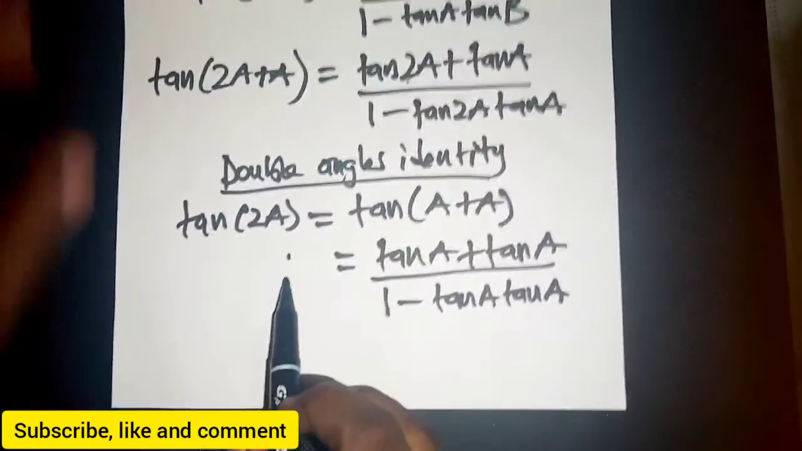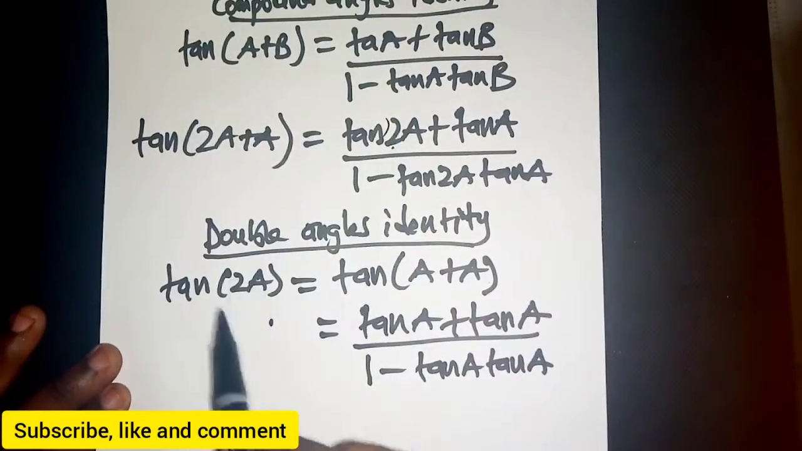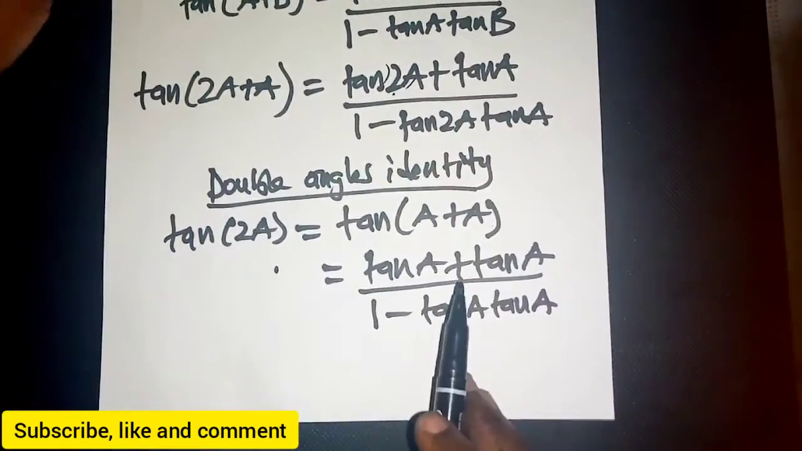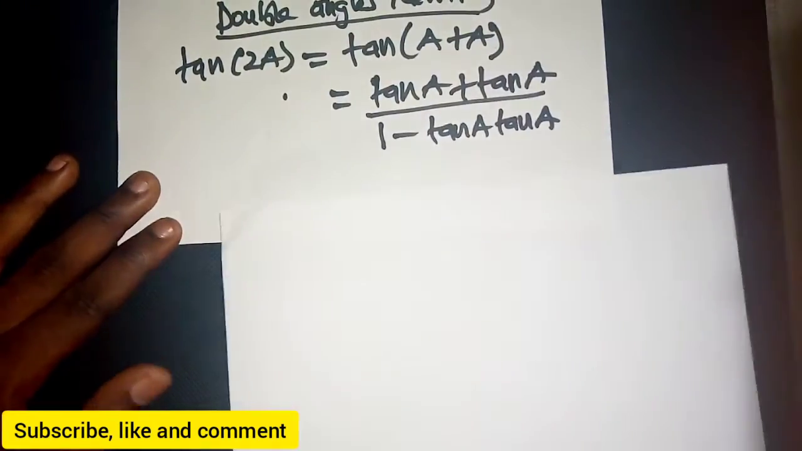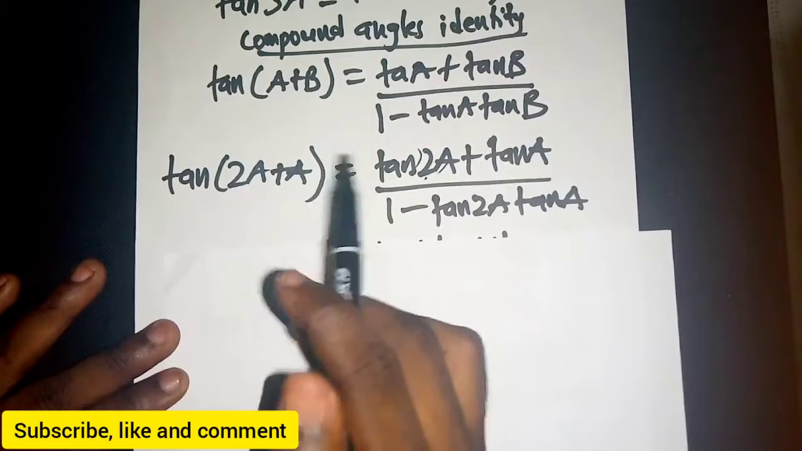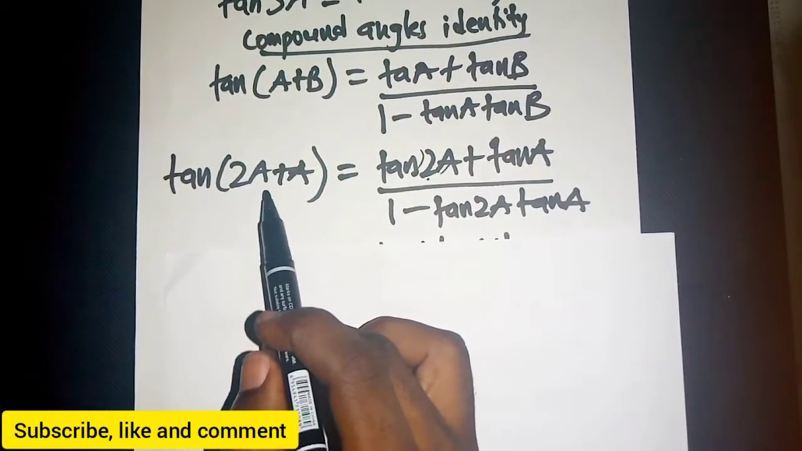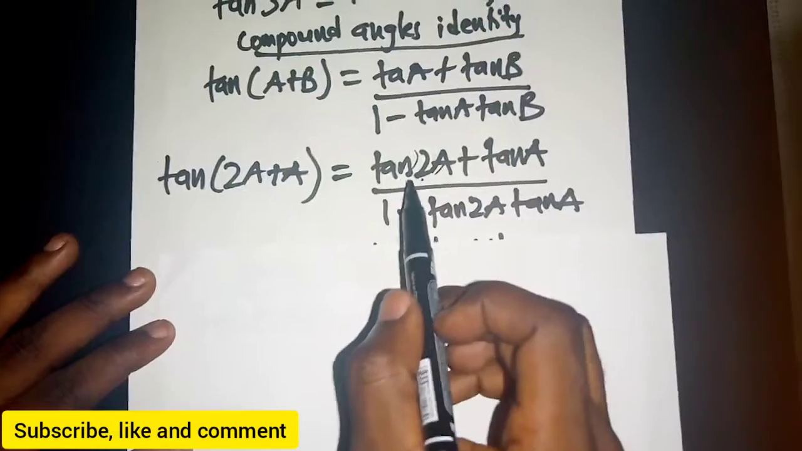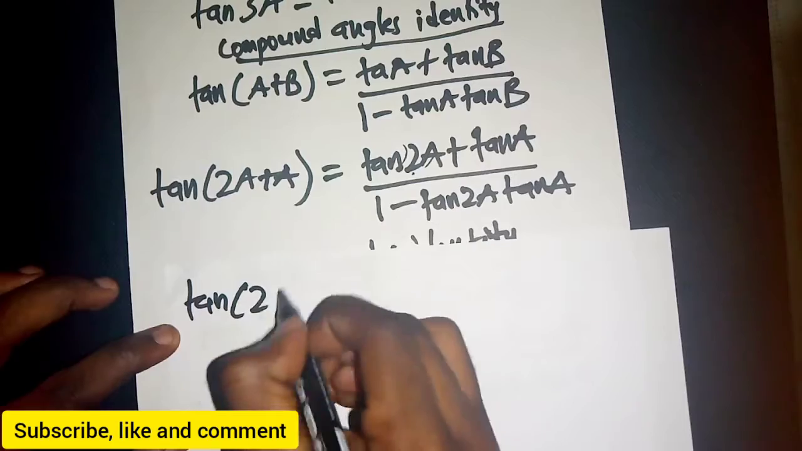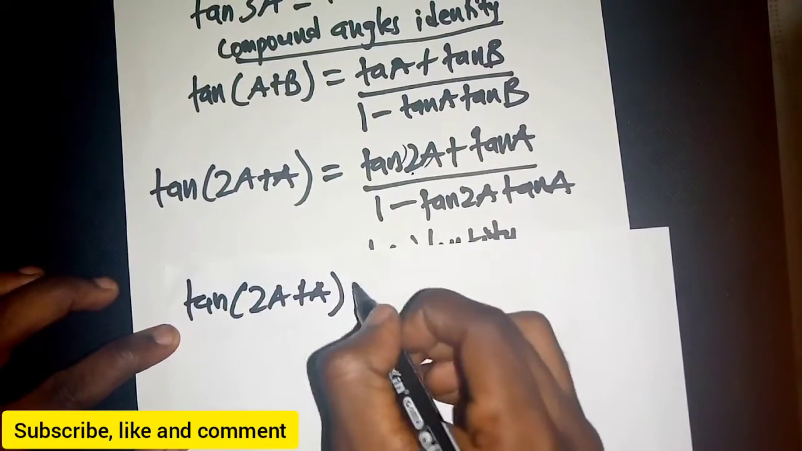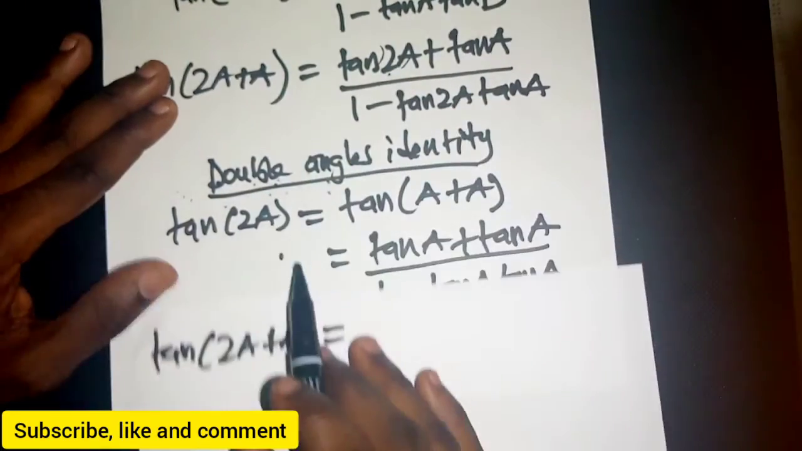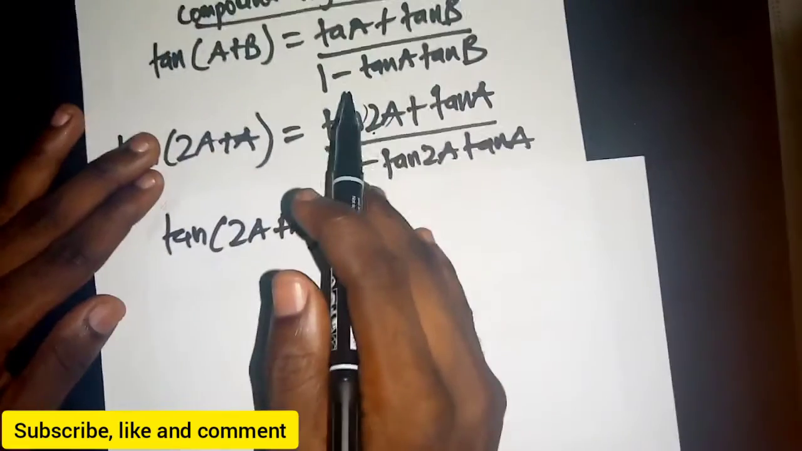So what we are going to do here is substitute tan 2a into this equation. So let's do that and continue from here. We have tan (2a plus a) being equal to, now tan 2a here is just the whole of that, so let's substitute that.